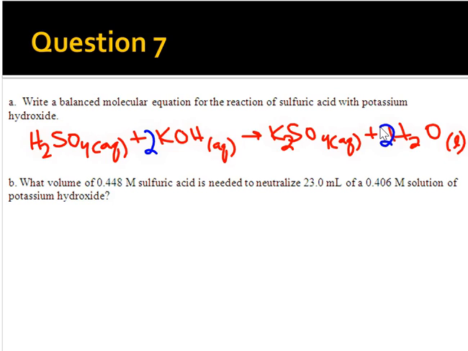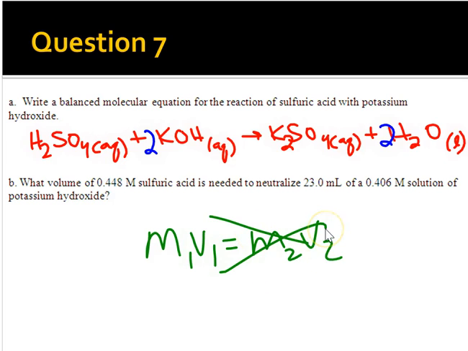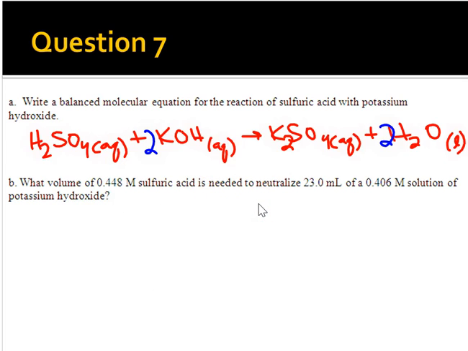Part B, what volume of 0.448 molar sulfuric acid is needed to neutralize 23.0 milliliters of 0.406 molar solution of the potassium hydroxide? So first things first, a lot of students, for whatever reason, are tempted to do M1 times V1 equals M2 times V2. No, never do that. That is what you use if you're diluting something. Only in dilution problems where you're just adding water to change the concentration is when you do that.